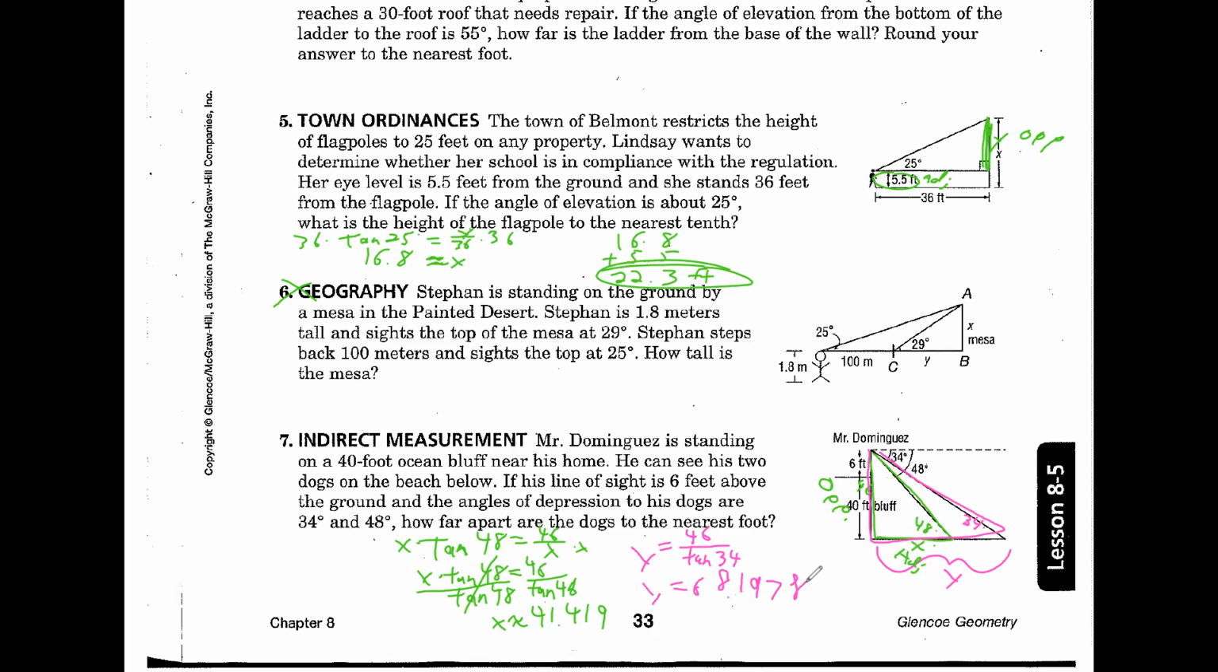So if we subtract those two from each other, it said round to the nearest foot. So we get 26.778. We can round that off to 27 feet. That's our answer. Found x, found y, then we do the difference. We get the distance between the two dogs. All right.